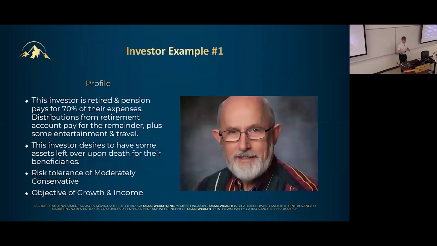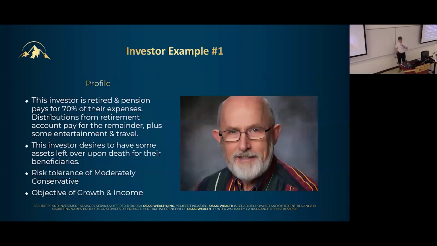So our first example, this investor is retired and his pension pays for roughly 70% of his expenses. Most expenses are covered. We just need to make up a little bit of missing income. So distributions from retirement accounts pay for the remainder. So we're good. His living expenses are paid, he doesn't need anything, plus a little bit of entertainment and travel.